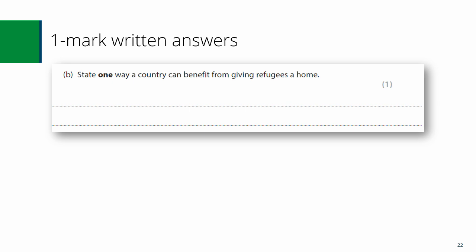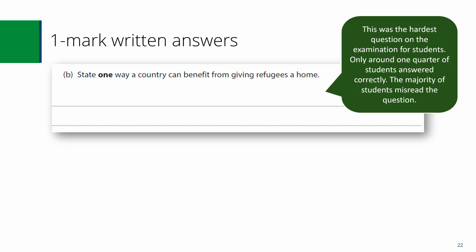Another example of a 1 mark question. State one way a country can benefit from giving refugees a home. Now this was the hardest question on the examination for students in summer 24. Only around a quarter of students answered this correctly. The reason being that the majority misread the question.